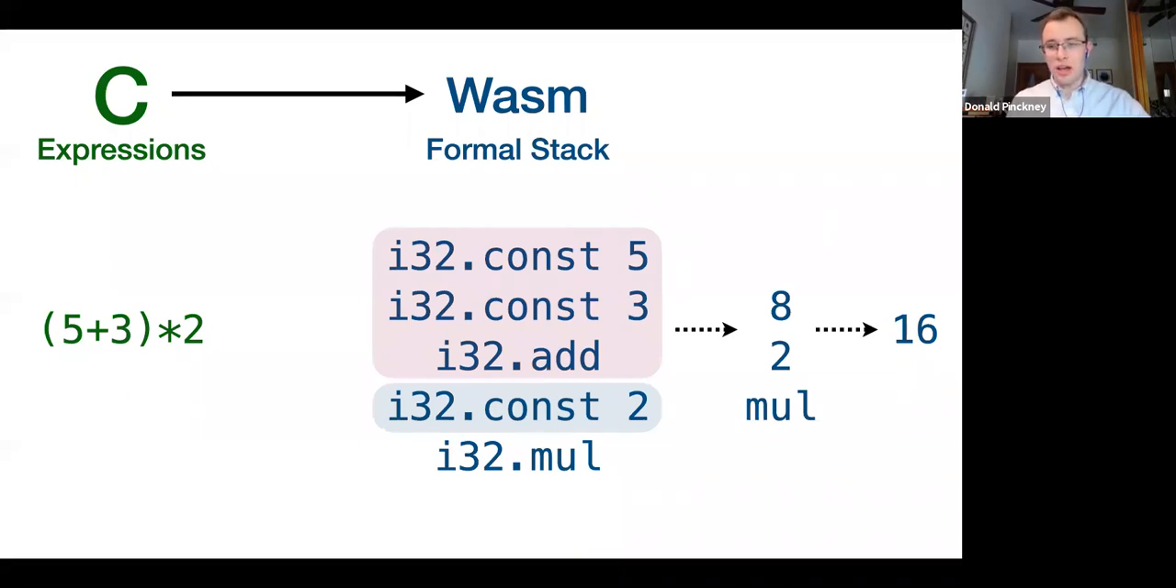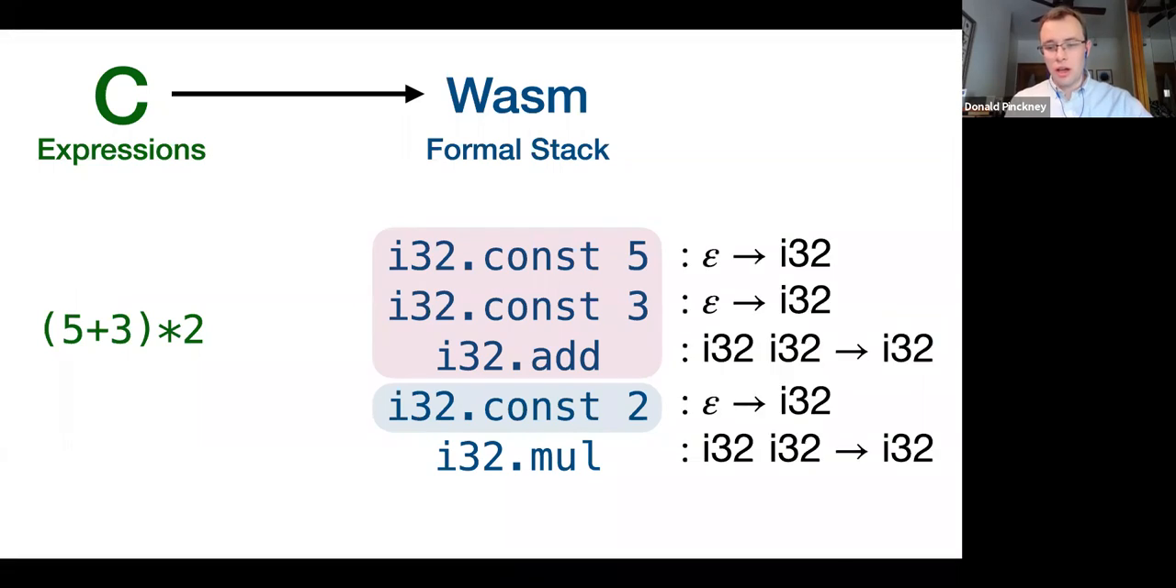Pretty unsurprisingly, at runtime, the WebAssembly formal semantics will evaluate this stack bit by bit and reduce it until you get a value. And the other detail here is that the WebAssembly type checking assigns a type to each of these instructions, and then the type checker can check that the types throughout the whole stack are consistent. So expressions are pretty easy.